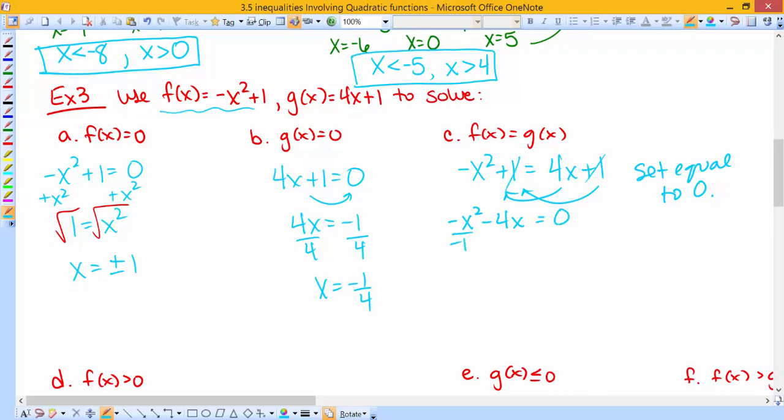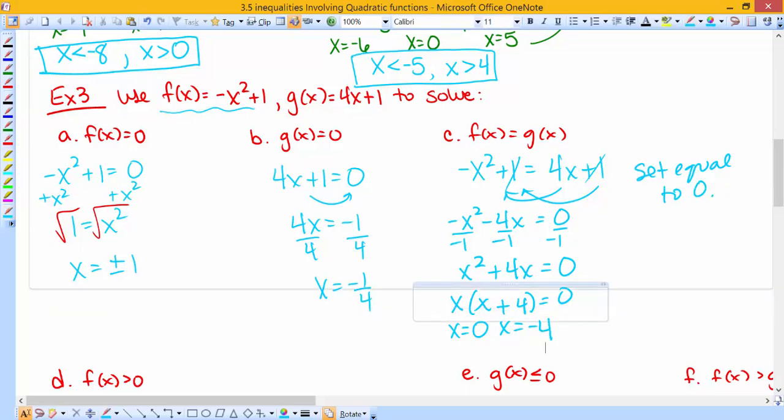Now I'm going to divide everything by negative 1 because I don't want x squared to be negative. So x squared plus 4x equals 0 because I'm solving. If I were graphing, I would leave it as the negative x squared, but I'm solving. It's not a necessity. It's fine the way it is. So I'm going to factor out an x. They both have an x, so I factor it out. And I'm left with x times x plus 4 equals 0. So x will equal 0 and x will equal negative 4.